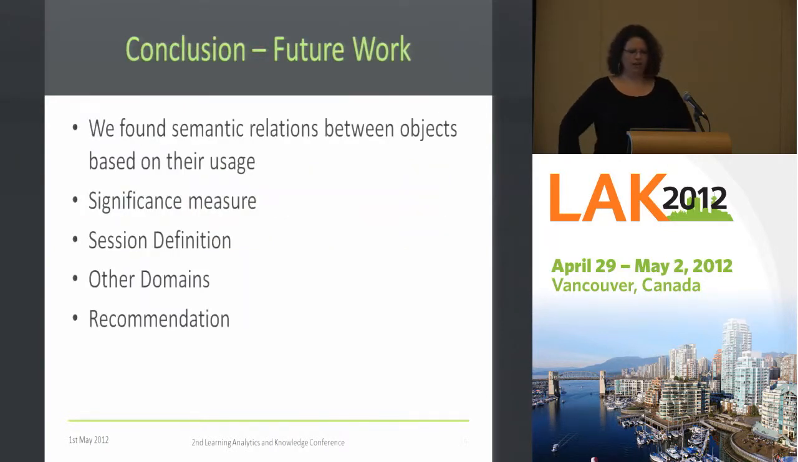Okay. This is my conclusion. So what is very good is, I was very fast, I think. What we found is that we could find semantic relations between objects based on the usage, and this is very promising, we think, for the future, because we would like to use this to combine with traditional clustering. So if you have metadata, great, use it. If you don't have metadata, use the usage data, because sometimes you can have it as well.